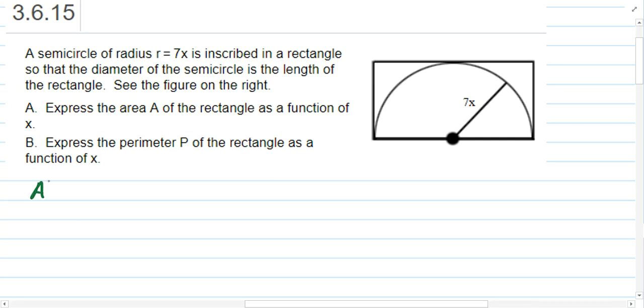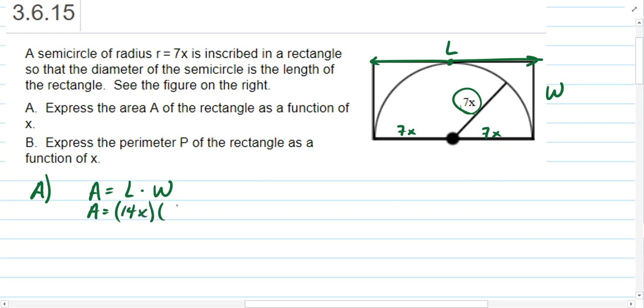And so in part A, I might start it this way. I know that the area of a rectangle is simply length times width. And the length of this rectangle and the width of the rectangle can easily be expressed in terms of x in this case. The length being the measurement from the center to the edge of the circle along this bottom edge can be seen up here as well. And with this 7x being a radius, we know that this length 7x and this length 7x together would make the whole width of the rectangle. So for length, I'll call this 2 times 7x, or 14x.